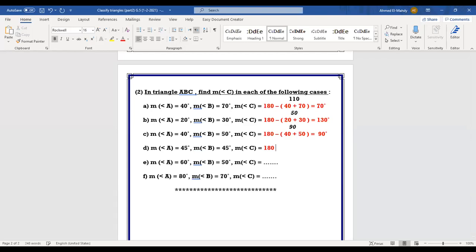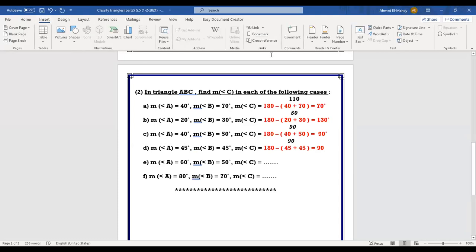180 minus 45 plus 45 equals 90. Of course, guys, the sum is 90. 45 plus 45 equals 90, and when we subtract 180 minus 90 it will be 90 also. Thank you Abdelrahman.